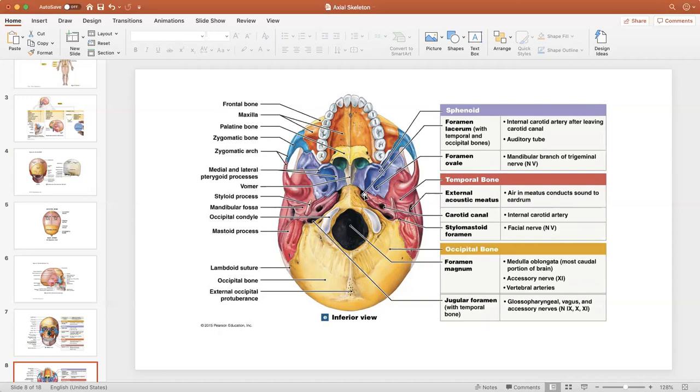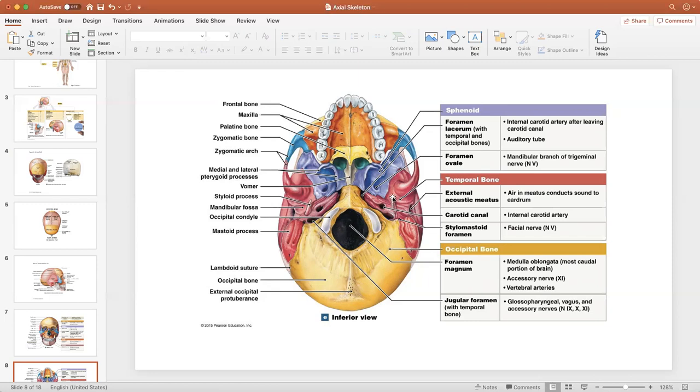Okay. So here you can see a couple more holes moving through the foramen magnum. You also have the jugular foramen. This is where cranial nerves 9, 10, and 11 go through. And then with the temporal bone, you can see the external acoustic meatus. Okay, and that's the ear hole. And then the carotid canal and the stylomastoid foramen.